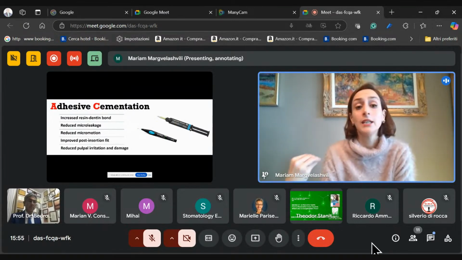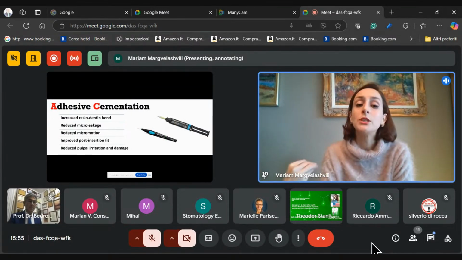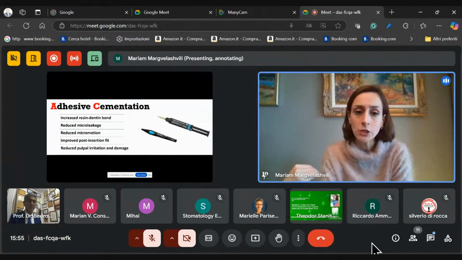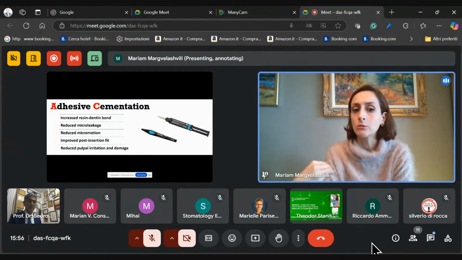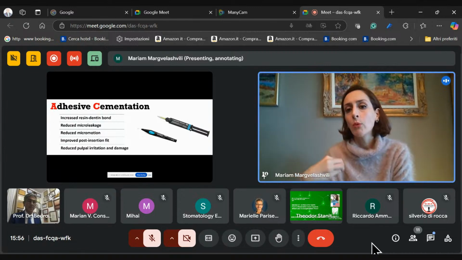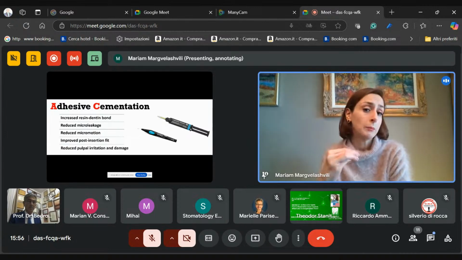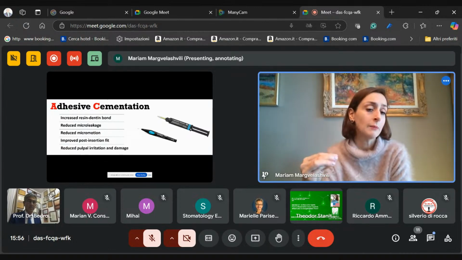So overall, adhesive cementation has increased resin-dentin bond, reduced microleakage, reduced micromotion, improved post-insertion fit, and we think that it also reduced pulpal irritation and damage. One of the reasons we think that we were so successful and so little pulpal damage occurred over time is because of reduced pulpal irritation and damage over time because of adhesive cementation.